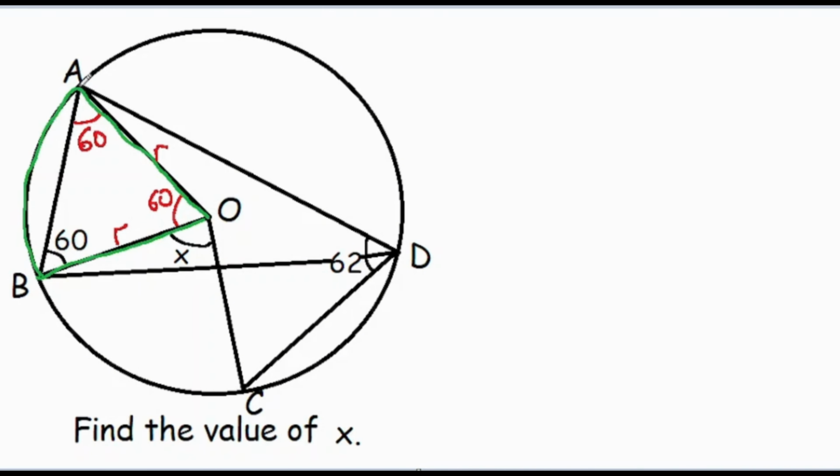Now, the same arc AB is subtending what angle at the circumference? Just follow my green ink. Let's label this as y. So what's the value of y? Arc AB subtends angle y at the circumference, and the angle at the center is 60 degrees. Don't forget that twice the angle at the circumference is the angle at the center. Therefore, the angle at the circumference is going to be 30 degrees, because 30 multiplied by 2 gives us 60 degrees.